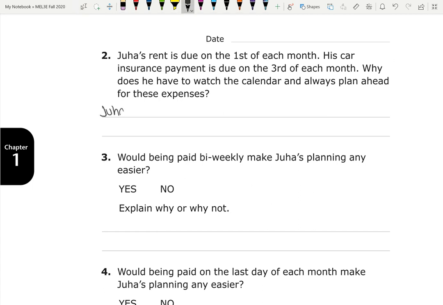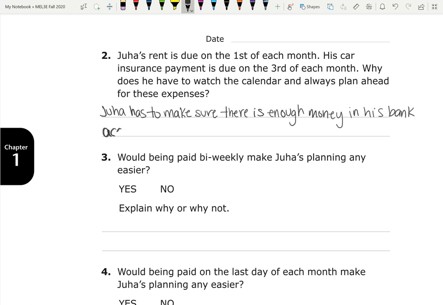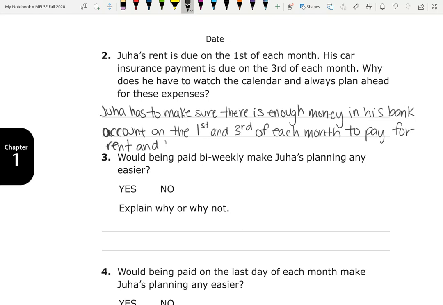So Joa has to make sure there is enough money in his bank account on the 1st and 3rd of each month to pay for rent and bills.